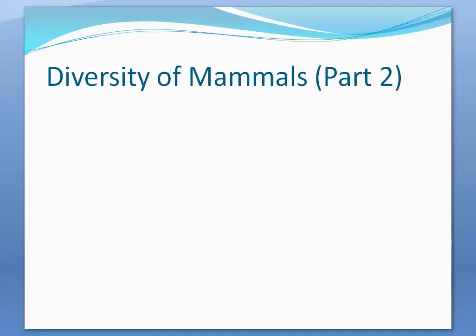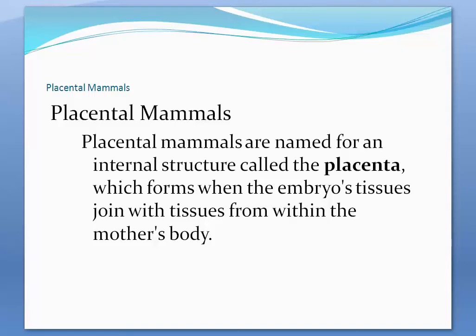Remember, in our first video, we took a look at our first group of mammals, which are the monotremes, which are egg-laying mammals. Then we looked at the marsupials, which are the mammals that have a pouch. And so today we're going to take a look at our third and final type of mammals that are alive today, and these are called placental mammals. So these are our third group.